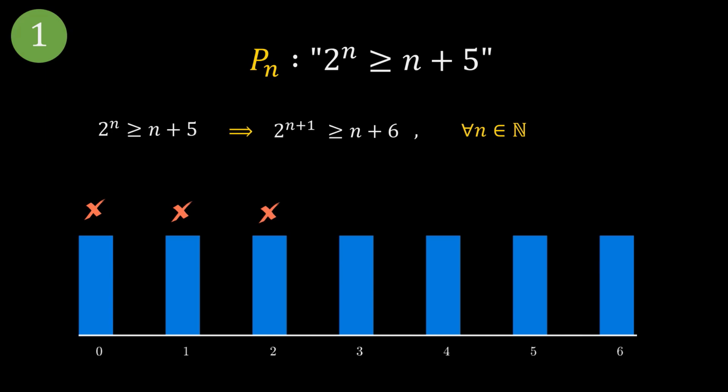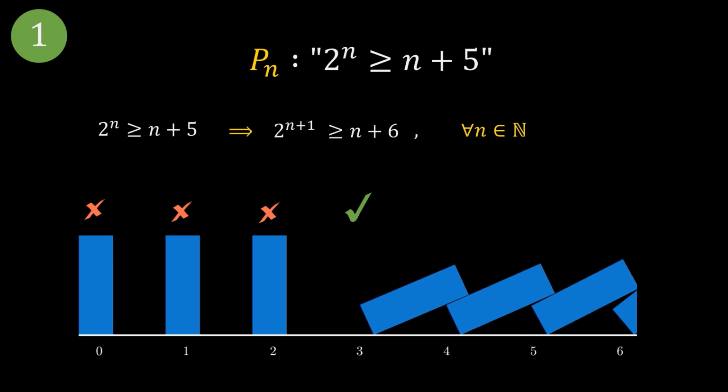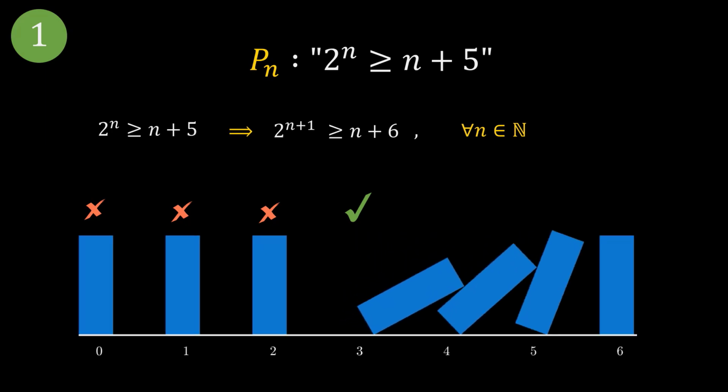However, neither P0, P1, nor P2 is true. Hit pause and check it by yourself. The property is true only starting from 3. The base case here is 3. Adding the induction step, we conclude that Pn is true only for n greater than or equal to 3. Tiles 0, 1, and 2 remain upright. The others fall one after the other starting from 3.